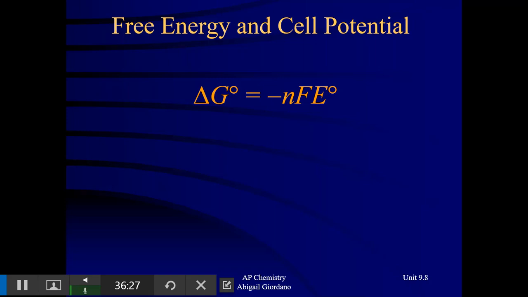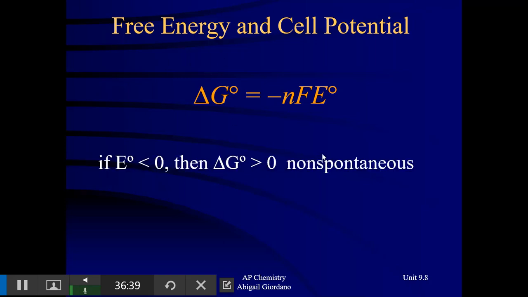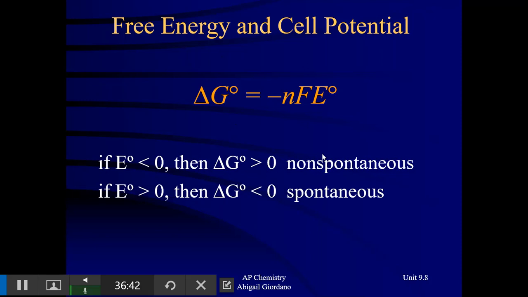If the cell potential, E, is positive, F is positive, n is positive, that's going to give me a negative delta G. And it will be favorable. Whereas if E is less than 0, negative, it's not going to be spontaneous because the delta G is going to be greater than 0. And as I said, in unit 9.10, we're going to look at what are called electrolytic cells. And you're going to see there that, unlike galvanic cells, they have negative cell potentials. And we'll talk more about that in unit 9.10.